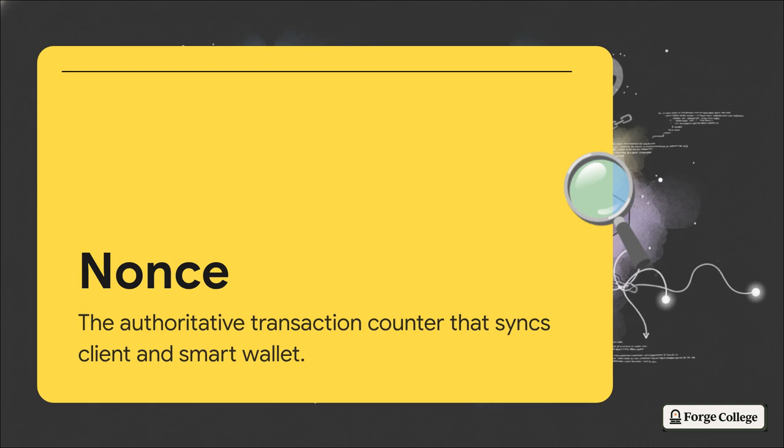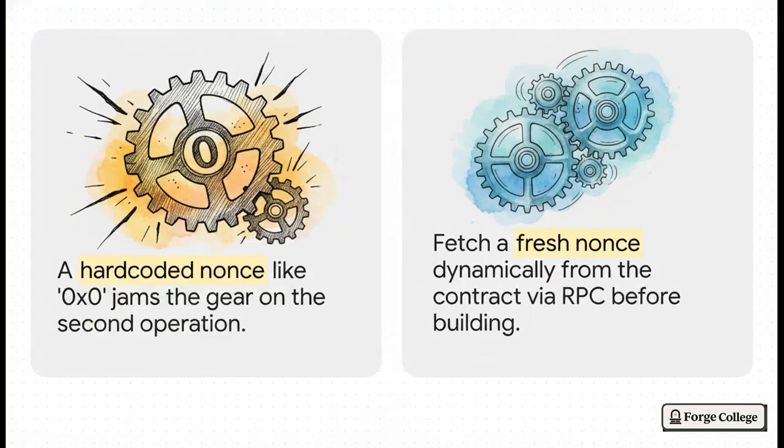The client sending the transaction and the smart wallet contract executing it have to be in perfect, synchronized harmony about exactly which ticket number is up next. And you know, developers break this harmony all the time during rapid prototyping. It is incredibly tempting, purely out of laziness, let's be real, to just hard-code the nonce as 0, or just assume your local client state is perfectly correct.